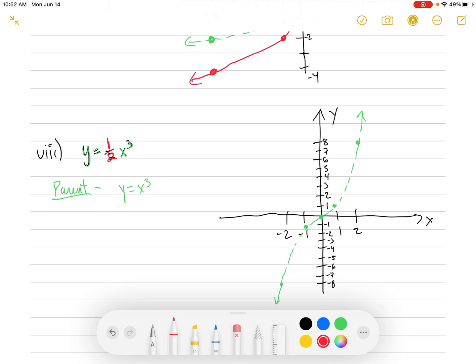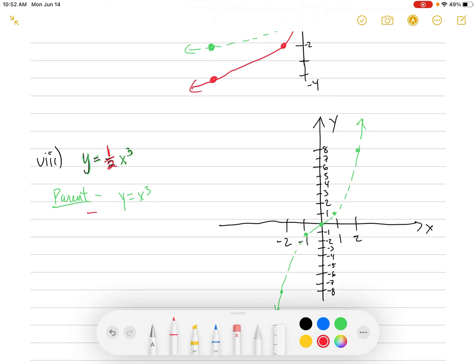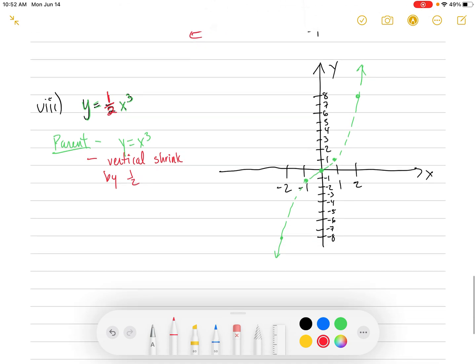So now what do we have? We have this 1/2 out in front of the function, the 1/2 of the parent. So when you have it out front like that, that is multiplying the y values by 1/2. So it's going to be a vertical compression, vertical shrink by a factor of 1/2. So basically, I'm just going to multiply all my y values by 1/2 from the green.